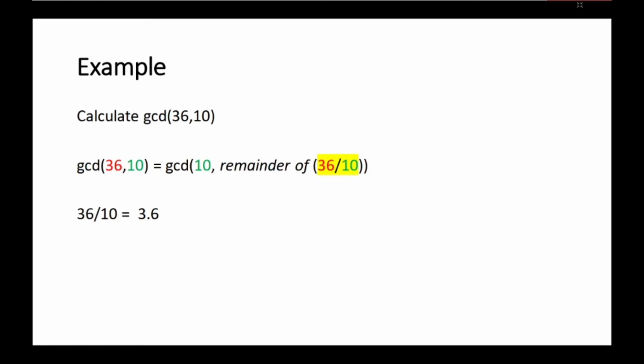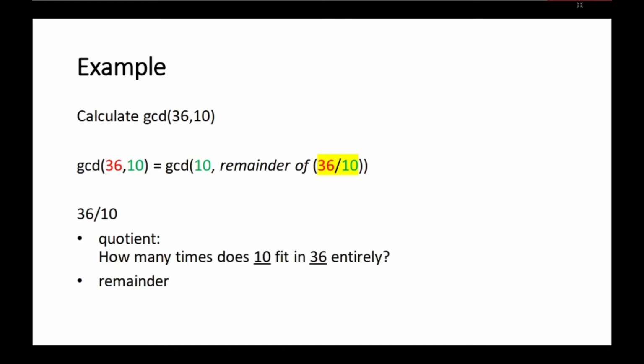However, we're not doing that since we're looking for a quotient and a remainder. To find the quotient, we're asking ourselves: how many times does 10 fit into 36 entirely? Well, the answer is 3, because 3 times 10 equals 30, while 4 times 10 equals 40, which is greater than 36.